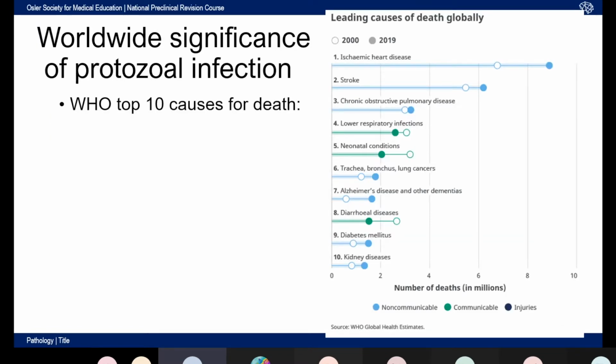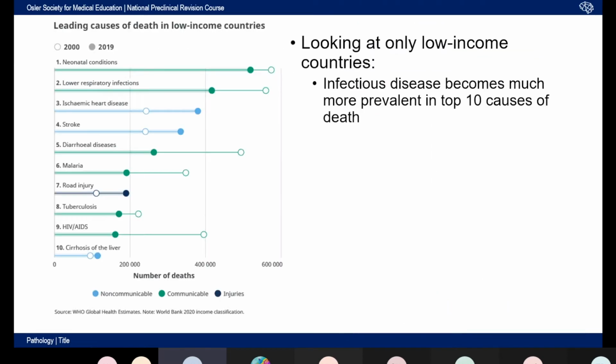So this is the worldwide significance. This is the WHO's top 10 causes of death in 2019. As you can see, the leading cause is ischemic heart disease, and then stroke is second, and there are actually only 3 communicable diseases in the top 10. But this changes quite significantly if you look at low-income countries, where infectious diseases become a lot more prevalent in the causes of death. Now the top 2 causes of death are infectious or communicable, and you can see malaria also making an appearance in the top causes. This demonstrates why it's really important to understand these diseases and find better ways to treat and prevent them.